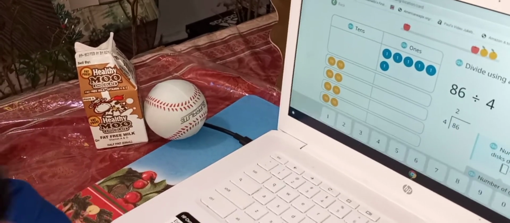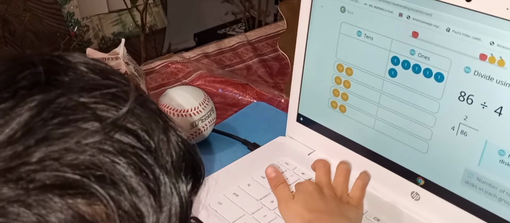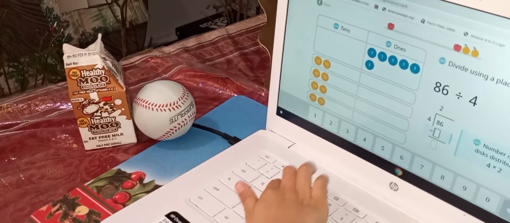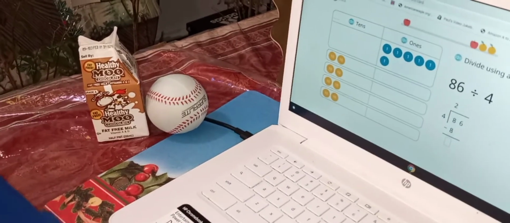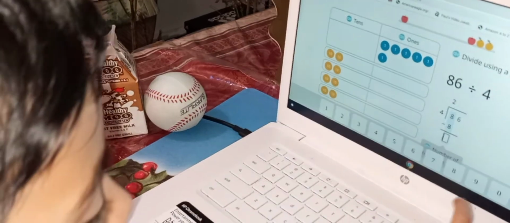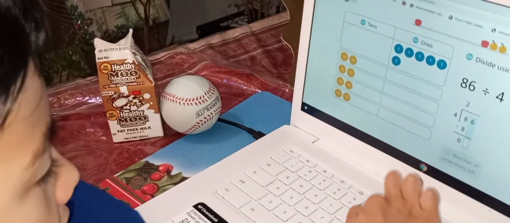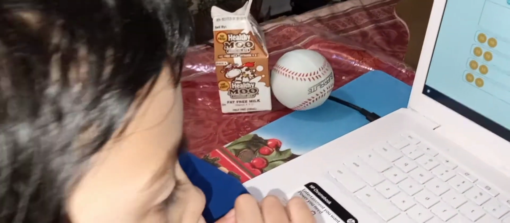4 times 2 equals 8. Now you subtract. 8 minus 8. Nothing. And now you work on the remaining number. 6. Now, what do you do with the 6?